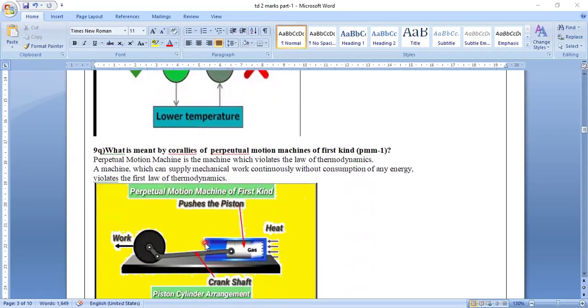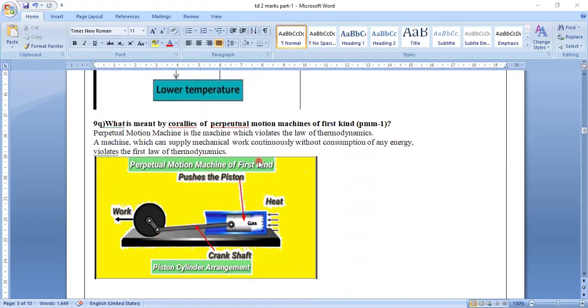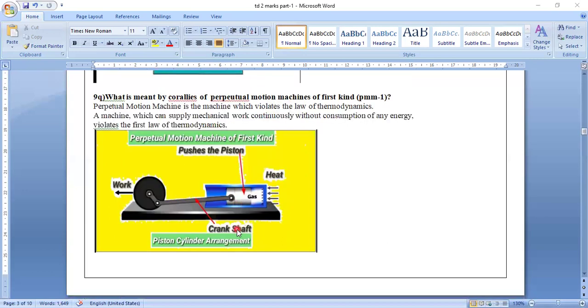The ninth question, you can see here. What is meant by perpetual motion machines of the first kind? So PMM1, perpetual motion machine. Let me take the definition here. A perpetual motion machine is a machine which violates the law of thermodynamics, so it is not following the law of thermodynamics.